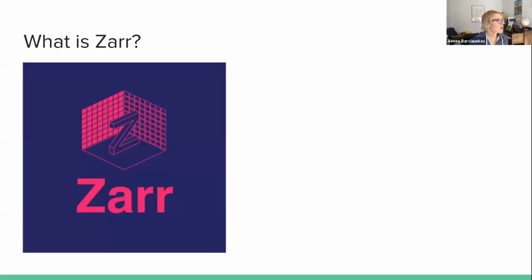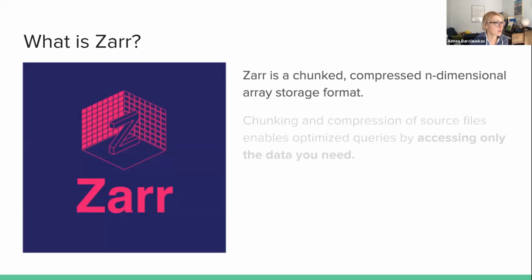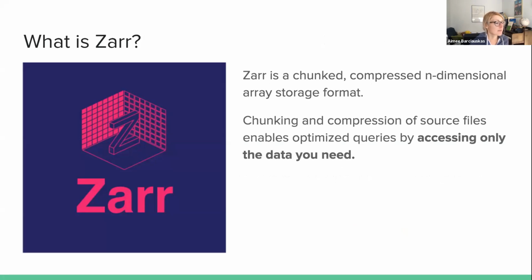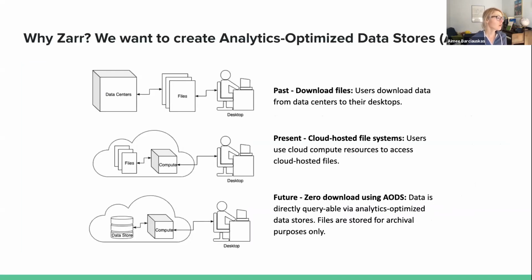So what is Zarr? Zarr is a chunked, compressed, n-dimensional array storage format. This chunking and compression of source files enables optimized queries by accessing only the data you need. So users no longer have to download and read in large volumes of files, which include extra variables, temporal and spatial extents.